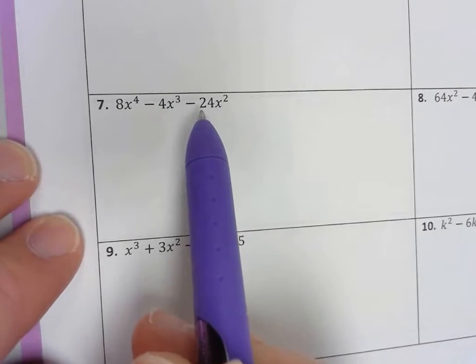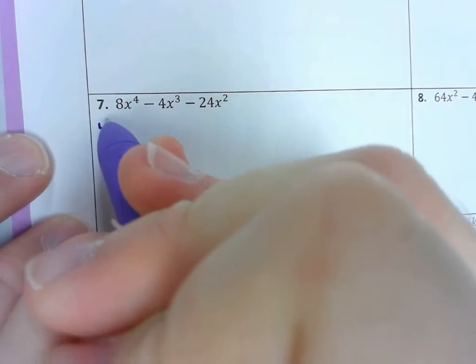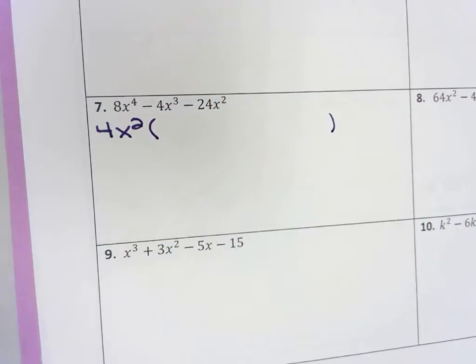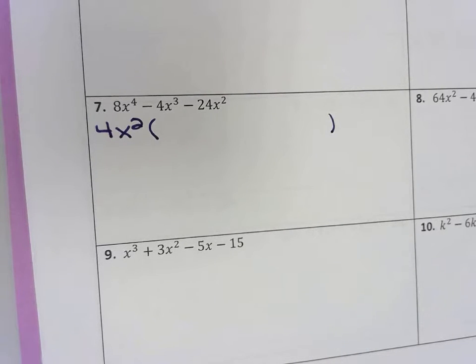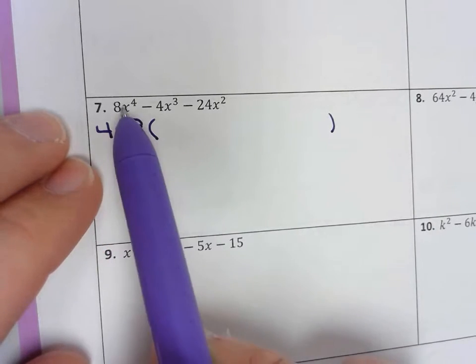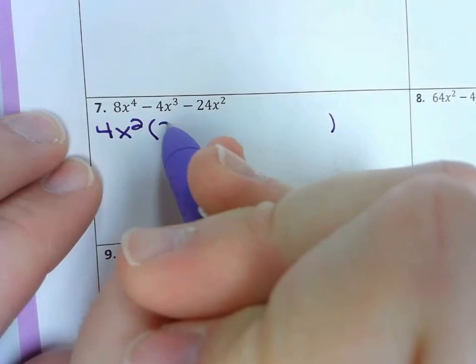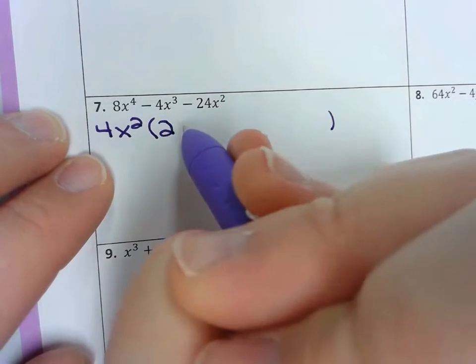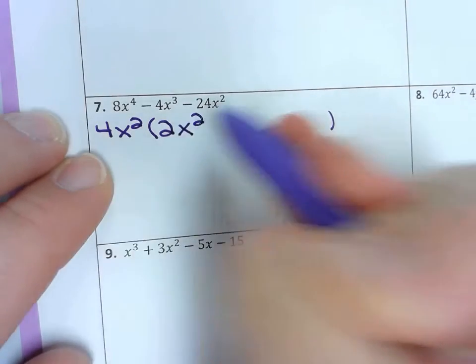Yeah. GCF is 4x to the 2nd. Pick the lowest exponent. So 4 is the biggest number that goes into 8, 4, and 24. X to the 2nd is the lowest exponent. You have to go through and show me what's going to be left. 4 times what gives me 8? 2. I started with x to the 4th. I took out x squared, so I'm going to have a 2x squared left.